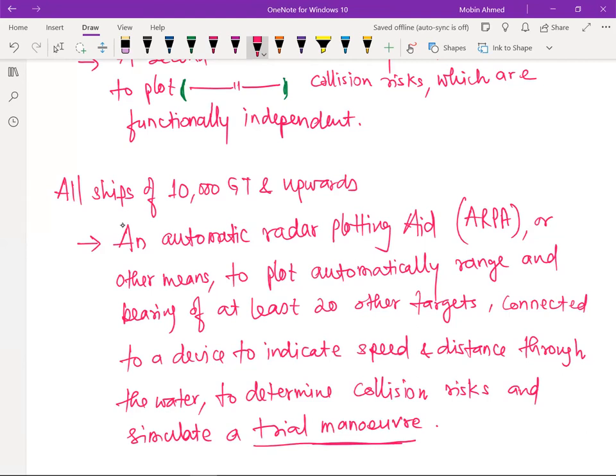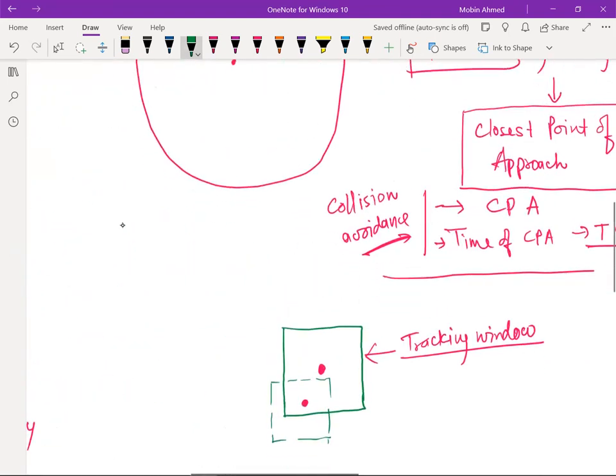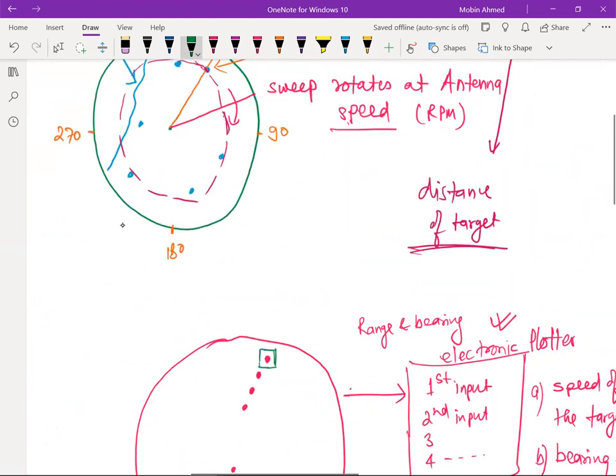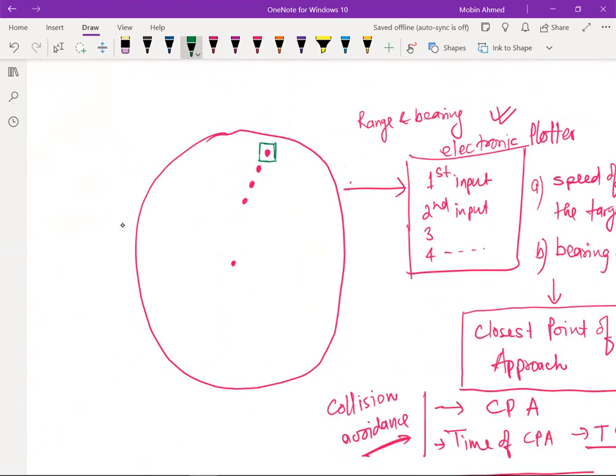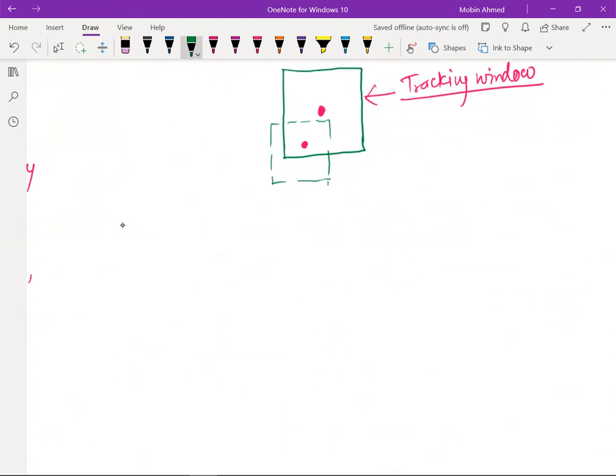Now here it is saying automatic radar plotting aid. Okay, and it's supposed to track at least 20 other targets. Now what is this automatic plotting aid? One is the tracking, this tracking is already there. Plotter, you understood now what the plotter is doing, electronic plotter. Now ARPA, what it is doing is, suppose this is again a display, and suppose the ship is moving in this direction.